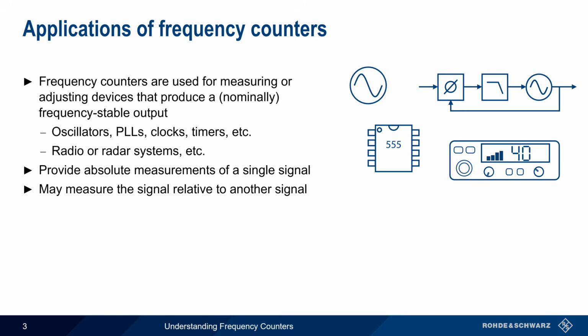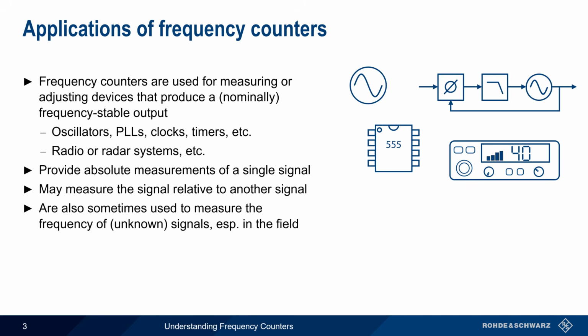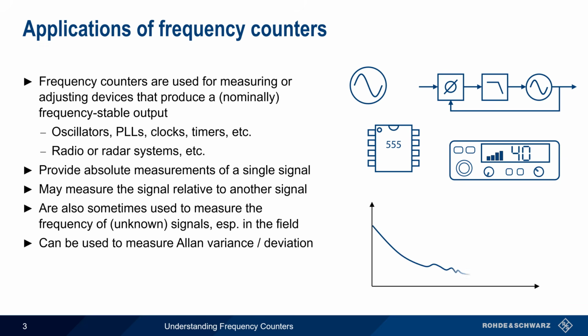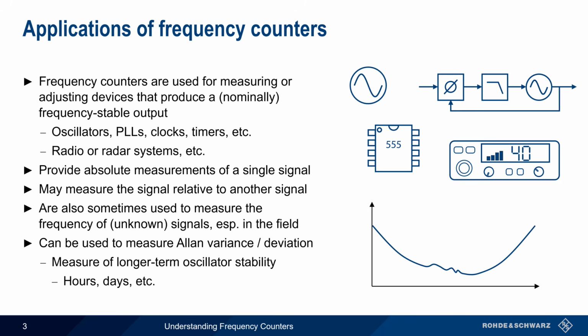And although frequency counters are primarily lab instruments, handheld counters are often used to determine the frequency of unknown sources in the field. One special application of frequency counters is measuring Allan variance or Allan deviation, which is a longer-term measurement of oscillator stability. By longer term, we mean measurements made over hours, days, etc.